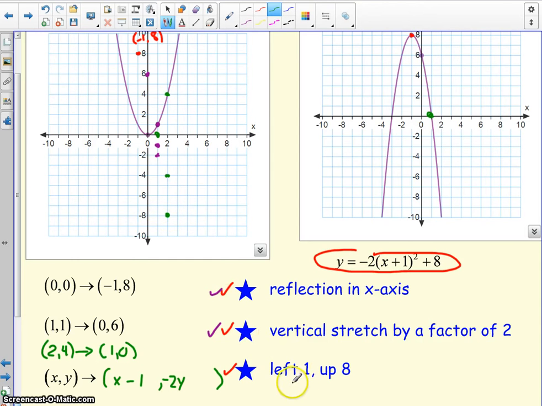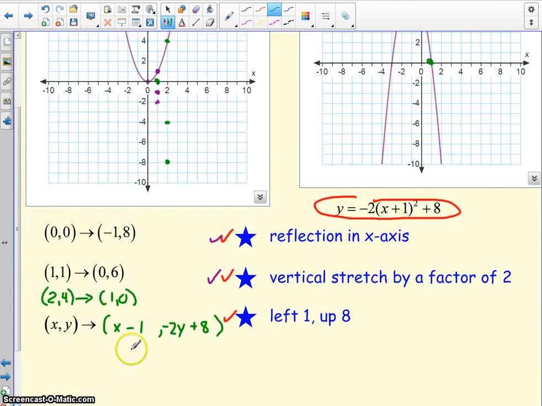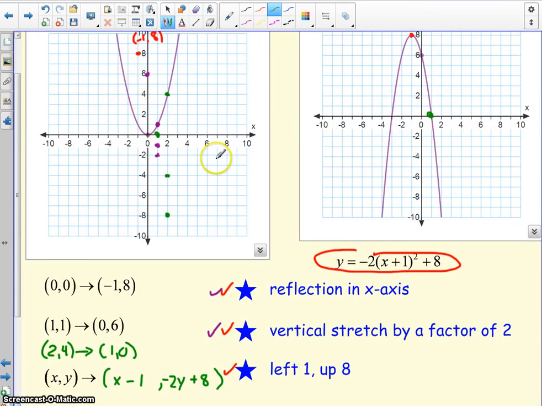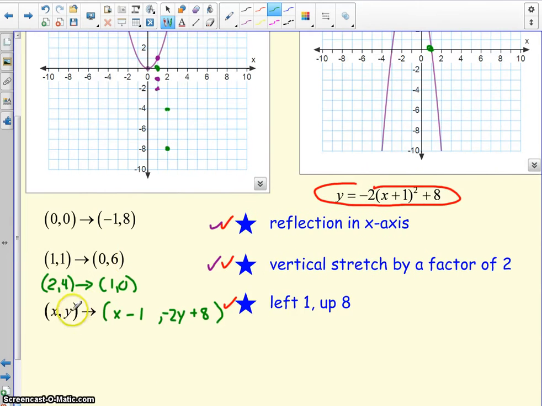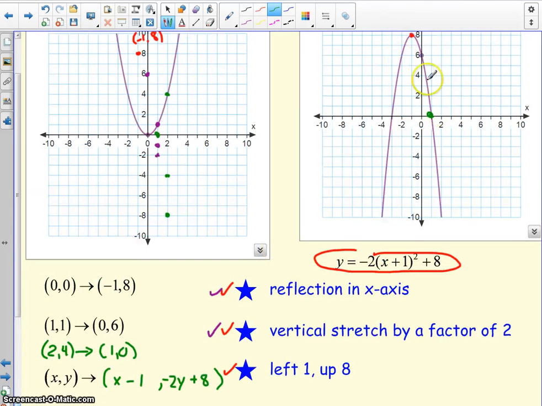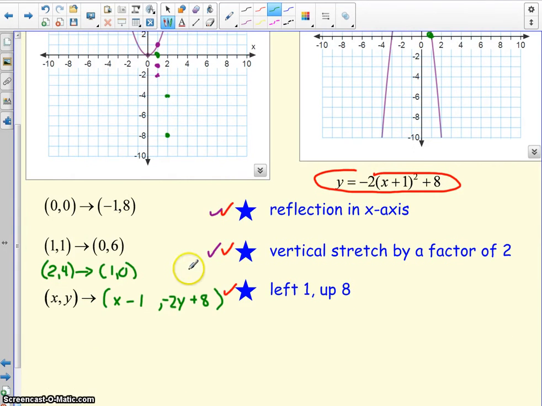Okay, and then the left 1 doesn't affect the y value, but the up 8 does. So when you move it up 8, the y value goes up by 8, so we're going to add 8 to it. So in theory, this is a rule that now works for any point that's on this parabola, and if we use this rule, it'll tell us a new point that's going to be on the new one. So let's take a look at it.